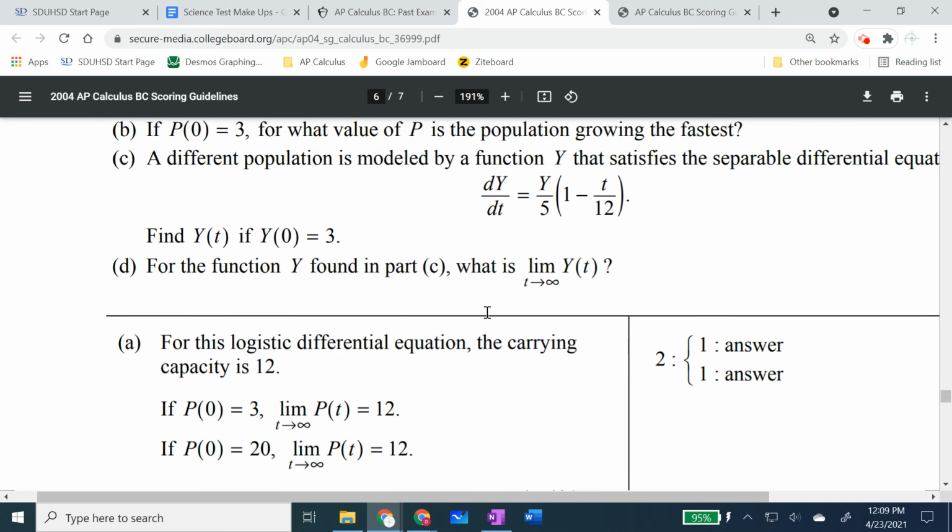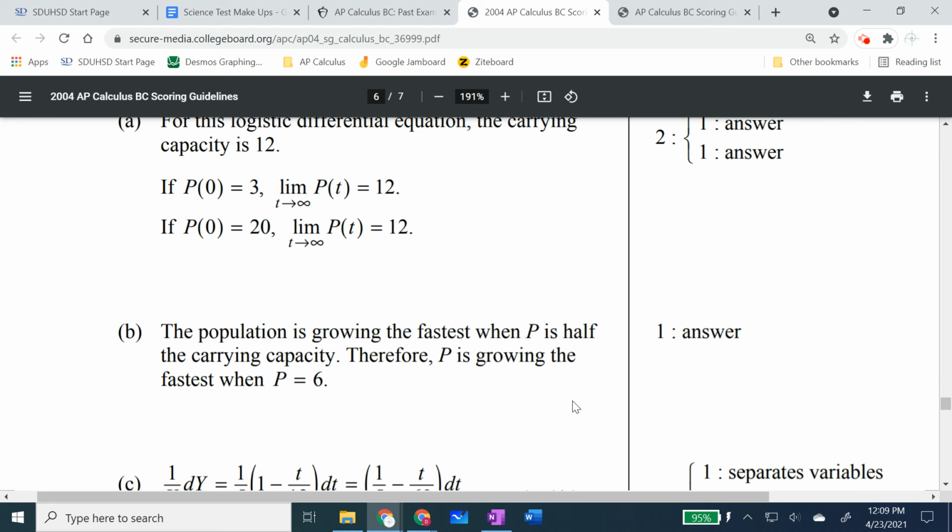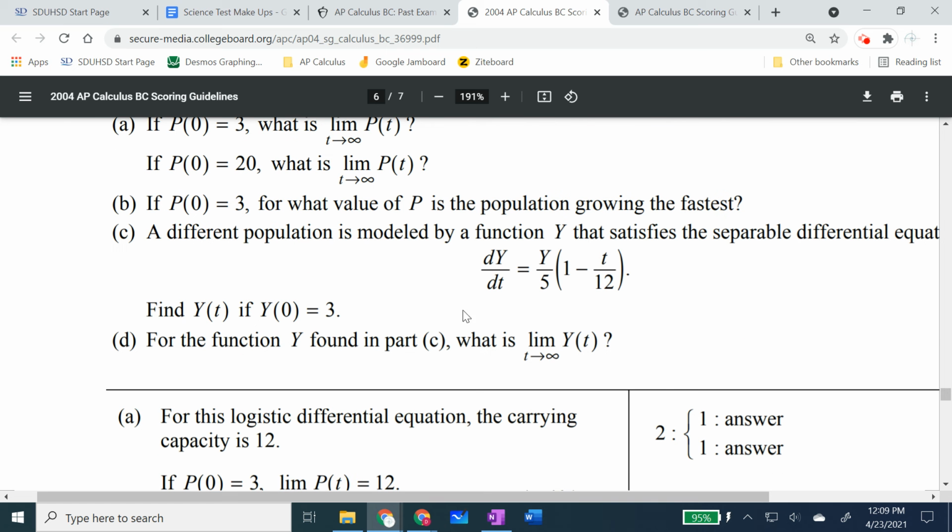So for part B, it was just the answer, worth 1 point. After that, it went into a different model, and you had a completely different turnaround for what you are working on, and it was no longer the logistic model.